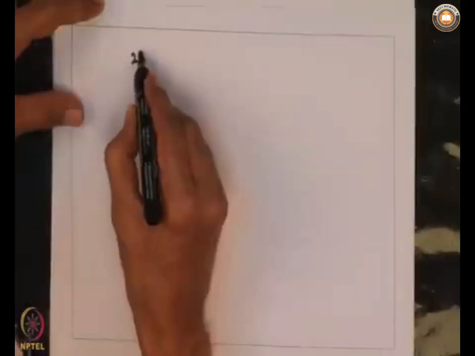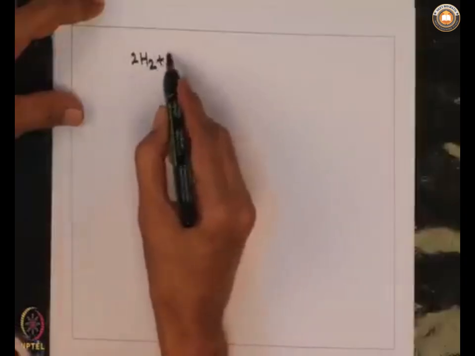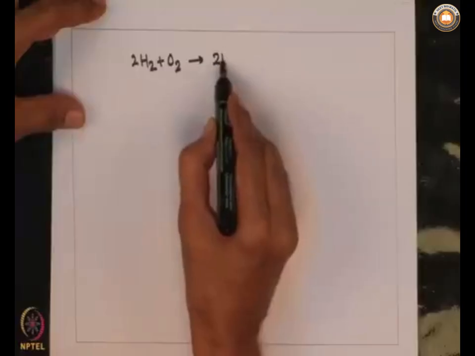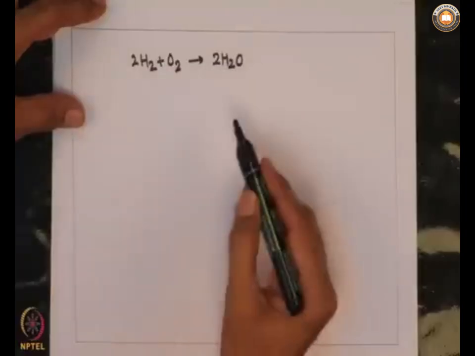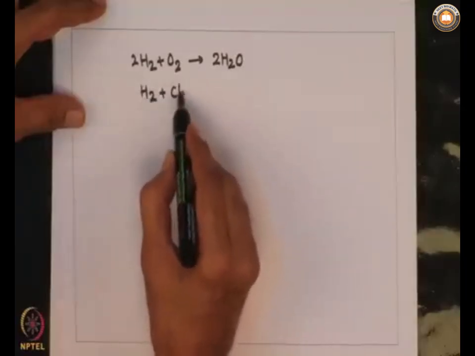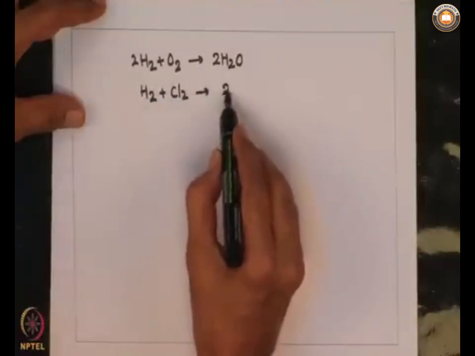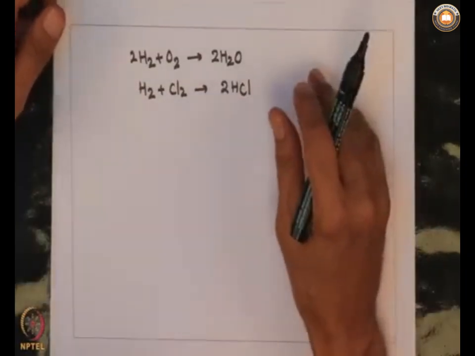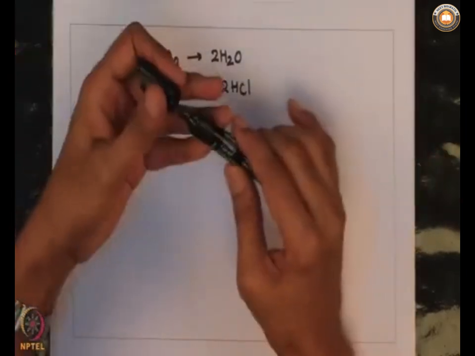Let us look into the direct combination of hydrogen with elements. For example, 2H2 hydrogen combines with oxygen to form H2O, and H2 can combine directly with chlorine to form HCl. So these are the direct combinations of hydrogen with the corresponding elements.